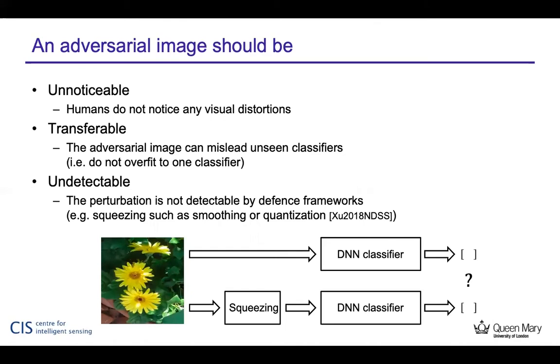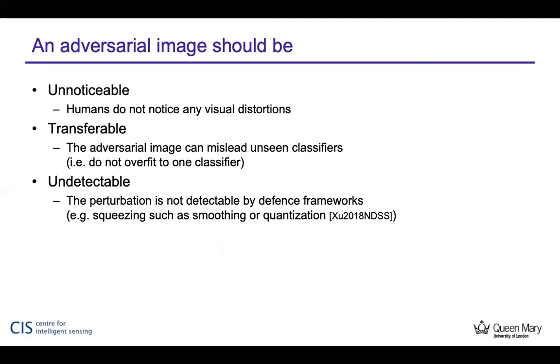And finally, undetectability. We compare the DNN's prediction on an image with its prediction on the image after excusing. In this case, we are following this work and use median smoothing and quantization as an excuser. If the image and the excused image produce substantially different output from the deep neural network, the input is likely to be adversarial. So when we design our adversarial attack, we need to consider these three properties in our design.